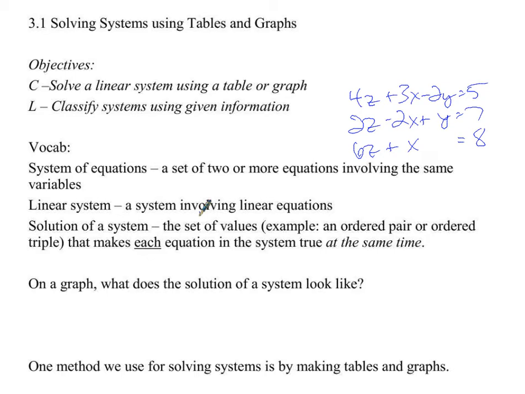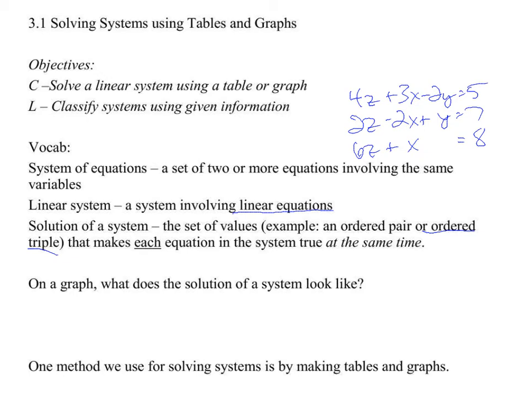A linear system is a system involving linear equations. On your Chapter 2 test, some of you gave me graphs that were not linear when I was giving you an equation that should have been a line when you graphed it. You got to pay attention. Linear equations are a linear system. They graph lines. Solution of a system is a set of values, for example, an ordered pair in Algebra 1, or this new term here, an ordered triple, that makes each equation in the system true at the same time.